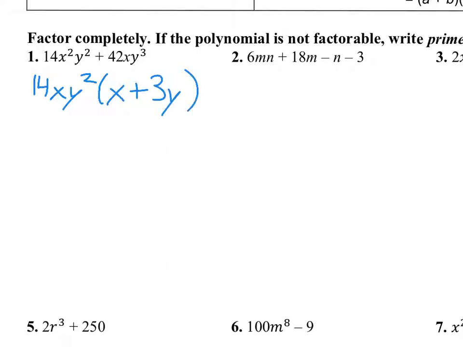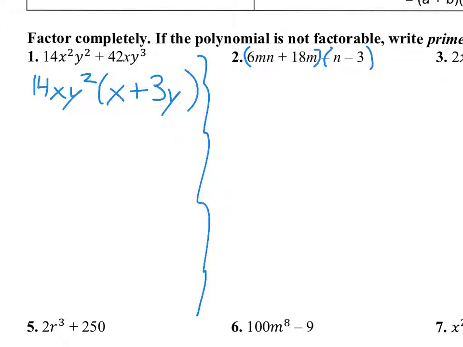Okay, for number 2, again, check for a GCF first. The only thing we could divide all four terms by is 1, so there is no GCF other than 1. So we see 4 terms. 4 terms is usually a clue that it's factoring by grouping. So I'm going to group the first 2 terms together and the second 2 terms together.